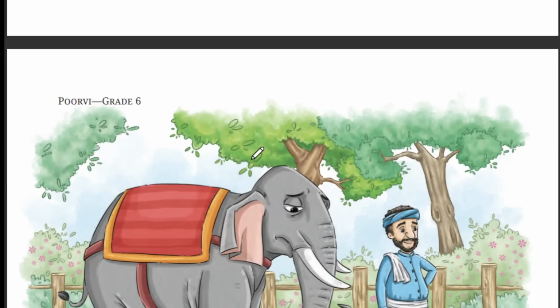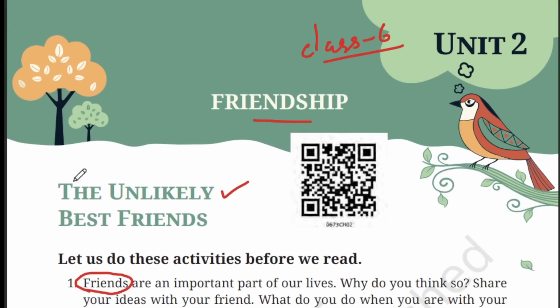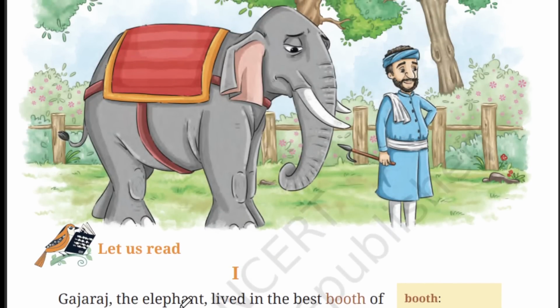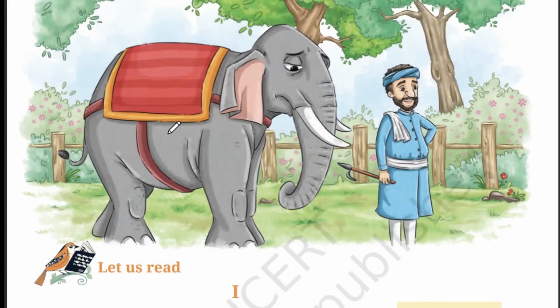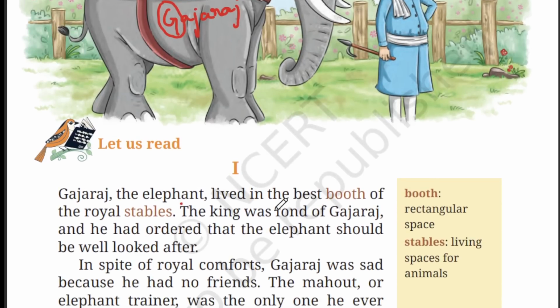Now let's go into this lesson. Friendship is the chapter name and the lesson name is the unlikely best friends. So, Gajaraja the elephant. This elephant's name is Gajaraja. Remember students, whenever you write a name, it should always start with a capital letter. Gajaraja the elephant lived in the best booth of the royal stables.